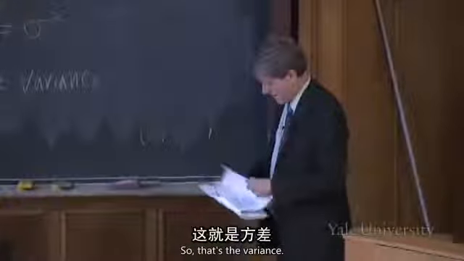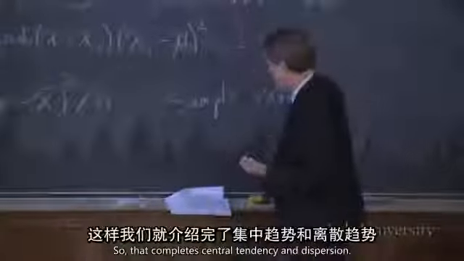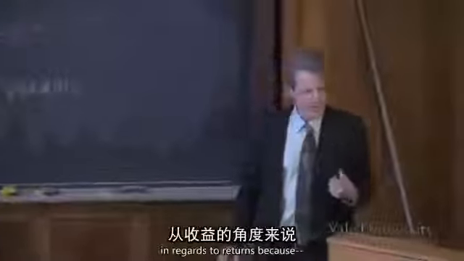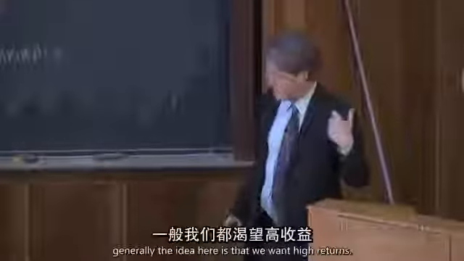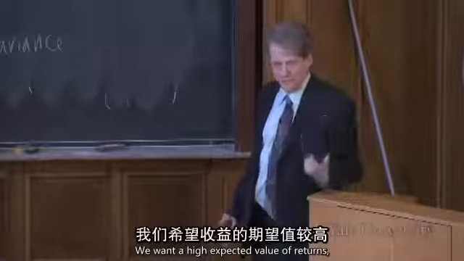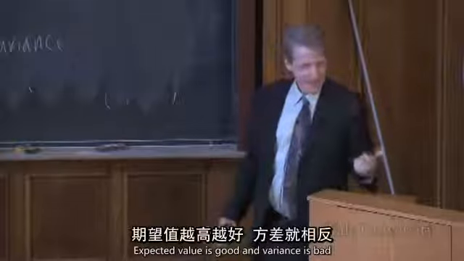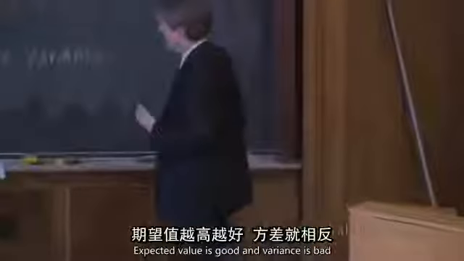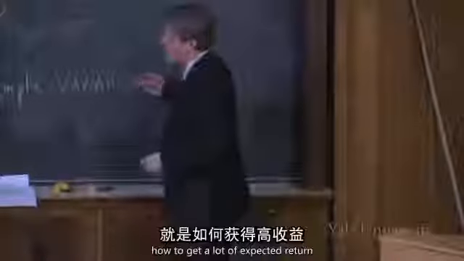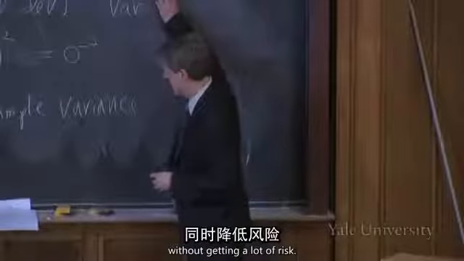So that completes central tendency and dispersion. We're going to be talking about these in finance as regards returns, because generally the idea here is that we want high returns. So we want a high expected value of returns. But we don't like variance. So expected value is good. Variance is bad, because that's risk. That's uncertainty. That's what this whole theory is about: how to get a lot of expected return without getting a lot of risk.